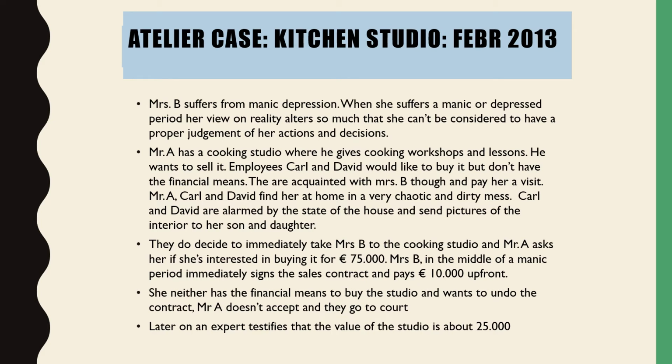Carl and David actually would have liked to buy that studio, but they didn't have the money to do so. But they knew that Mrs. B, they were acquaintances, and they also kind of knew that if they would encounter her in a manic state, that she would be really likely to invest money in their project. So they said to Mr. A, listen, we would like to buy a studio, but we have a friend that can also help us out, that maybe also wants to buy it. So they went to visit her.